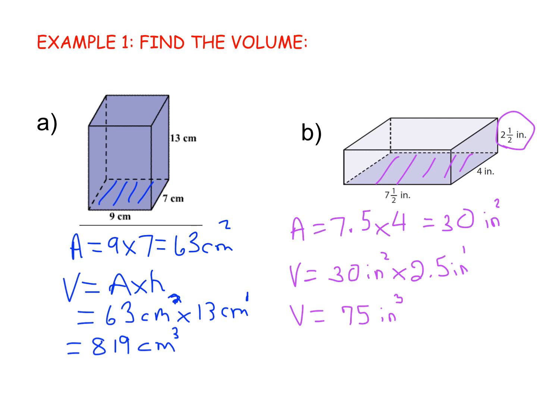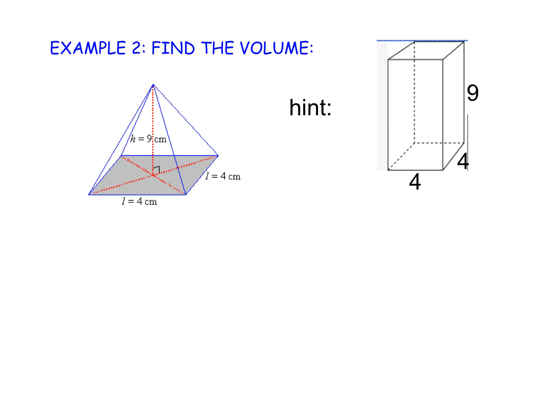So here's where the math really gets fun, because we talked about the relationship of the pyramid to the prism or the box, and that relationship is a factor of 3. So if I take the volume of this and I multiply by 3, I get the volume of the box. And since the volume of the box is so much easier to find, why don't we start there and then just divide by 3 to get our pyramid?